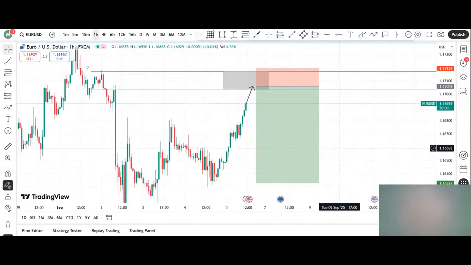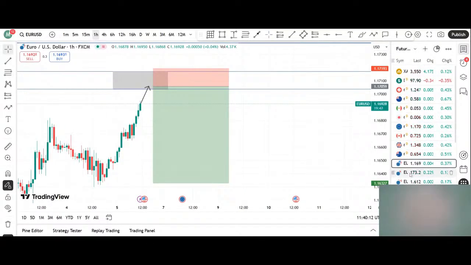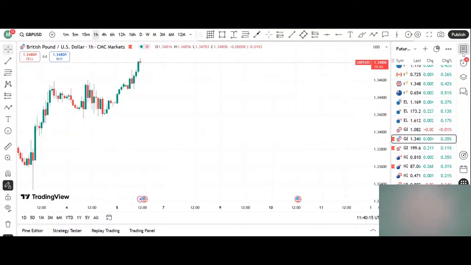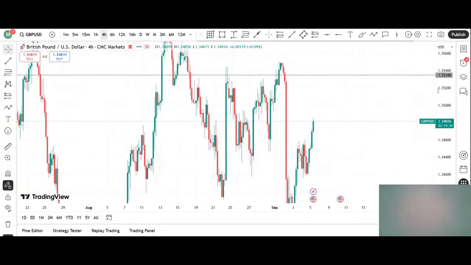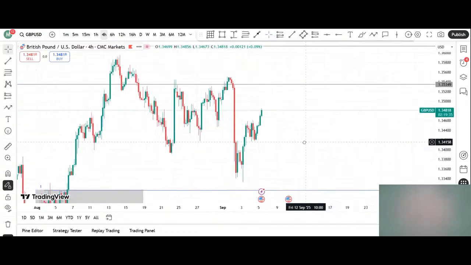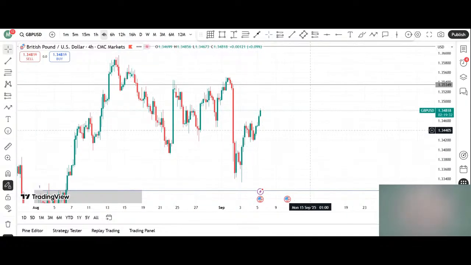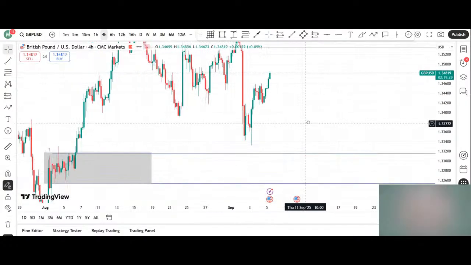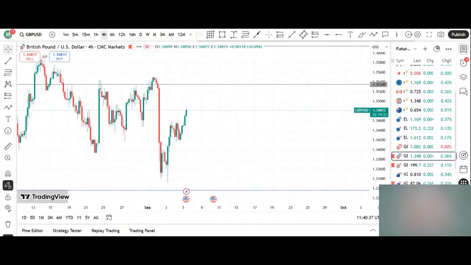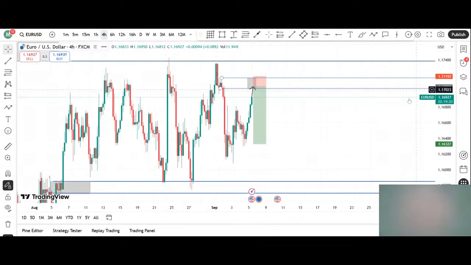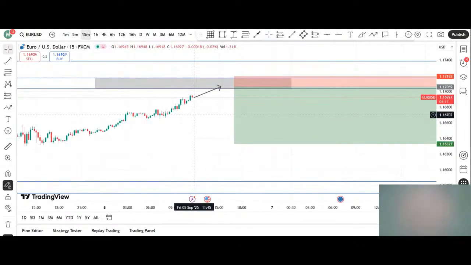Or what was the other one I was looking at? What about GU? British pound, US dollar. Where's that to? There. Same sort of scenario, but it's a lot further up. I'm not going to call any shorts here because it's right up there, isn't it? Interesting. Very interesting. Acting the same way as EU, to be fair. Yeah, let's look at Euro USD. Still on Euro USD.